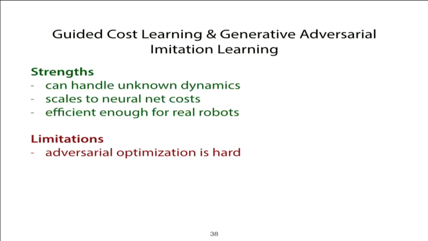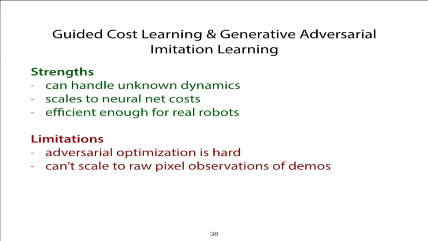The limitations are that the adversarial optimization is hard. Because you have this two-player adversarial game between the policy that you're optimizing and the cost that you're optimizing, this optimization can actually be quite hard to get working well.